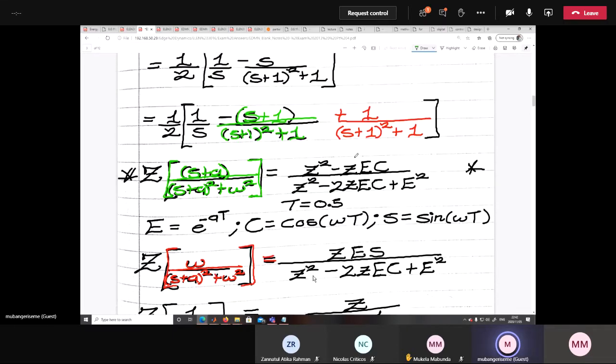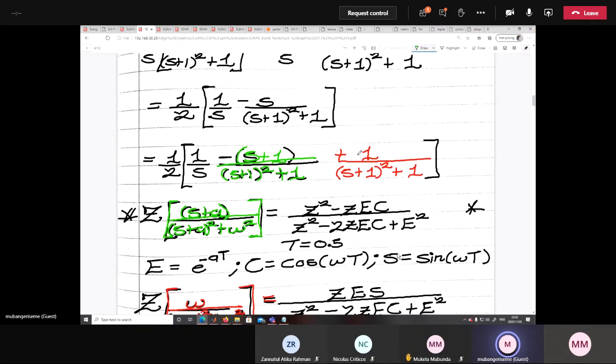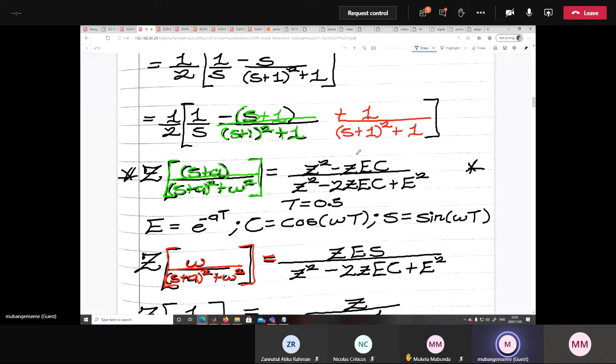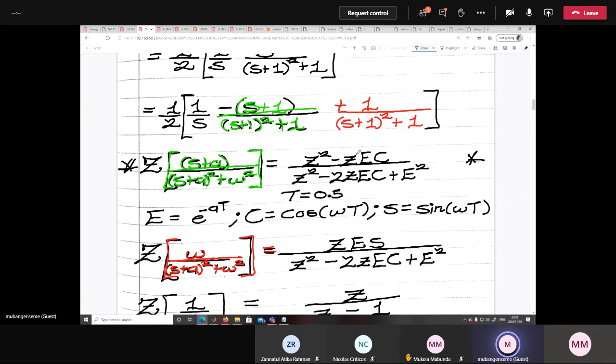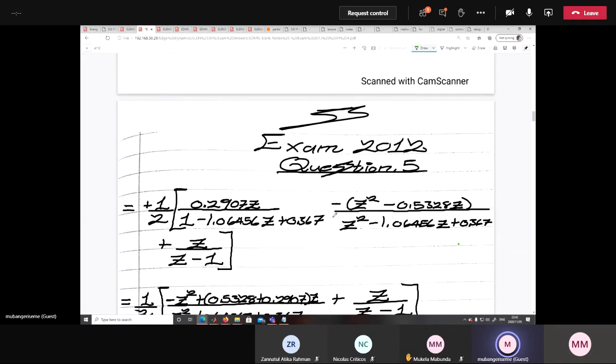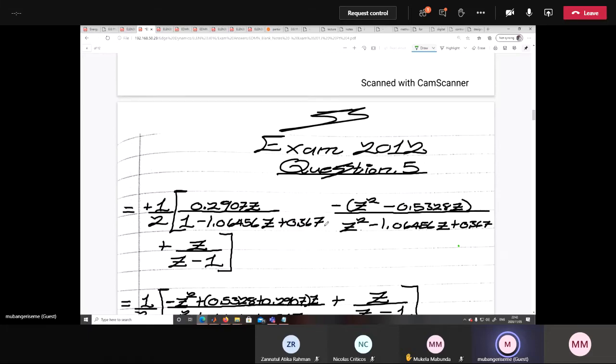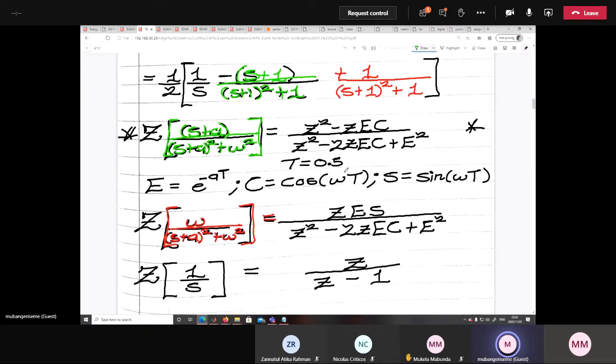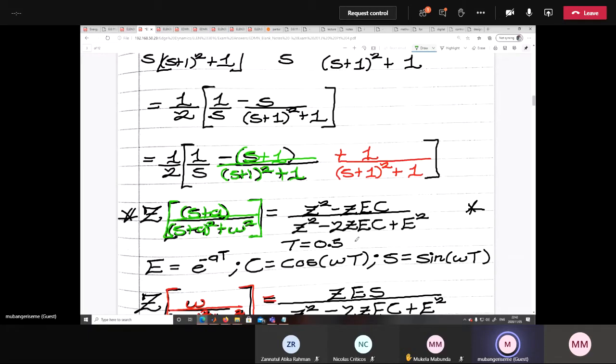Let me just see what I did here. So this one is minus in front of Z squared. So yeah, that's fine. No, this is okay. This is okay. This is okay. So there's no mistake, yeah. So if you plug in these values, do you get the same thing for your denominator? Please just check.